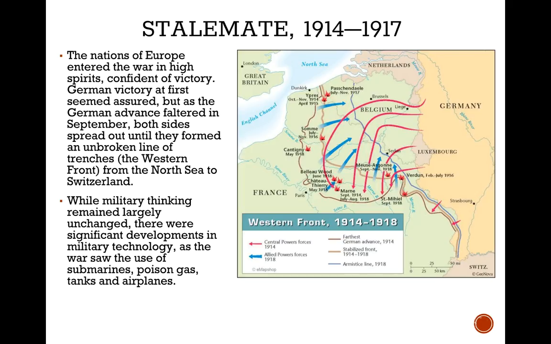And at first, it seemed that Germany was going to crush this and knock it out of the park. They had a very, very advanced military. But German advances faltered in September. Again, the Schlieffen Plan didn't work. And both sides spread out until they formed a line of unbroken trenches called the Western Front, from the North Sea to Switzerland. The Germans advanced along the Western Front in 1914, and they were halted 20 miles from Paris. Trench warfare was a new tactic with horrific consequences for soldiers.